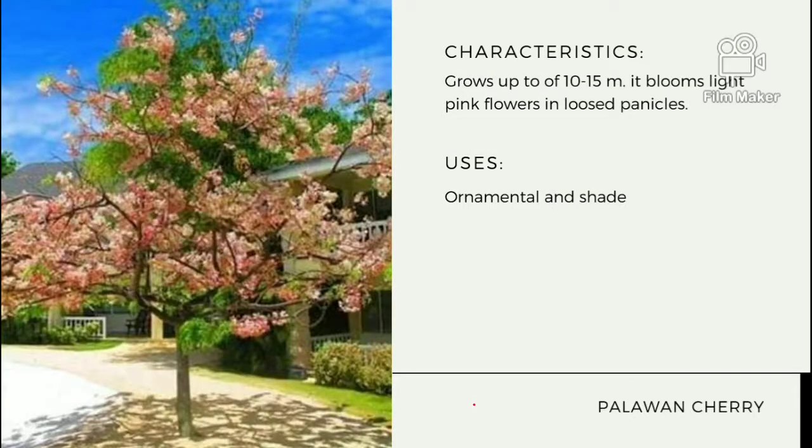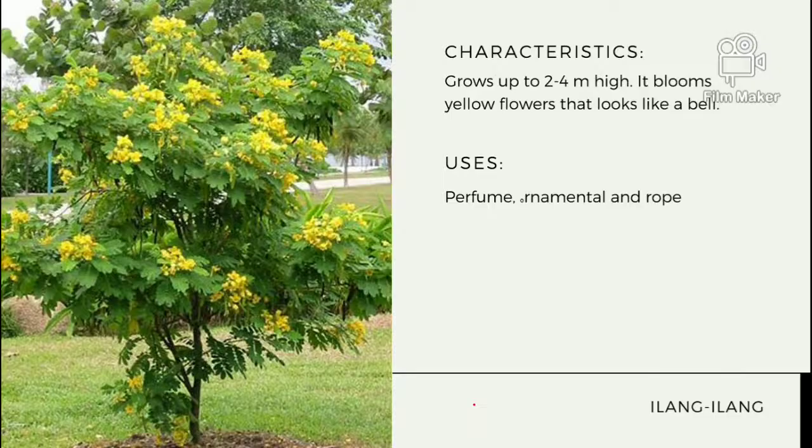Palawan cherry grows up to 10 to 15 meters. It has pink flowers in loose panicles. Its uses are for ornamental and shade. Ilang-ilang grows up to 2 to 4 meters in height. It has yellow flowers that look like a bell. It's used for perfume and for ornamental reasons, and can be made into a rope.